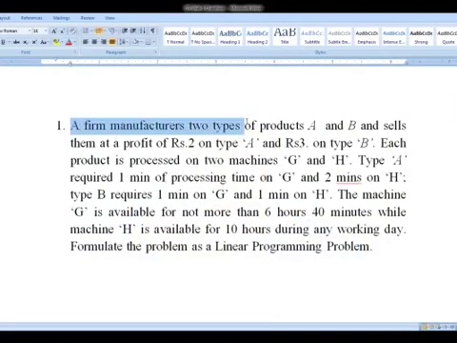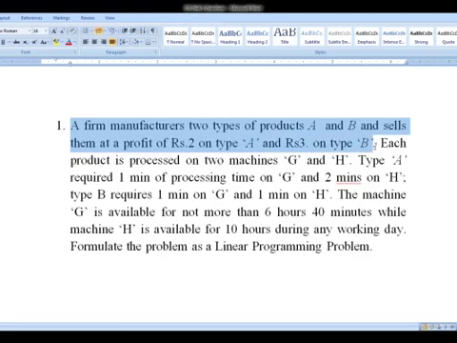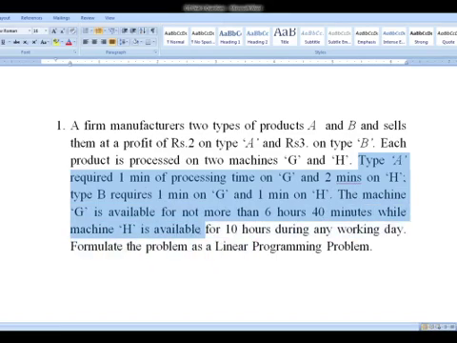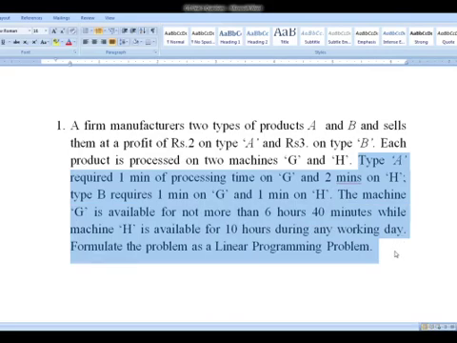A firm manufactures two types of products, A and B, and sells them at a profit of rupees 2 on type A and rupees 3 on type B. Each product is processed on two different machines, G and H. Type A requires 1 minute of processing time on G and 2 minutes on H. Type B requires 1 minute on G and 1 minute on H. The machine G is available not more than 6 hours 40 minutes, while machine H is available for 10 hours during any working day. Now formulate the problem as a linear programming problem.